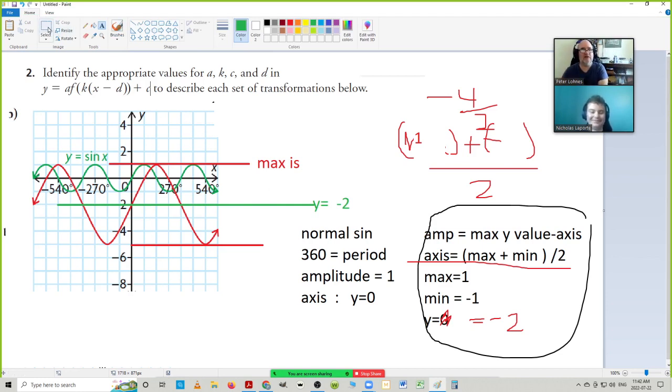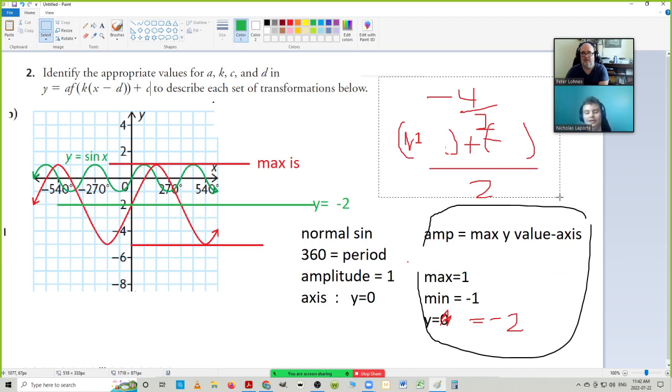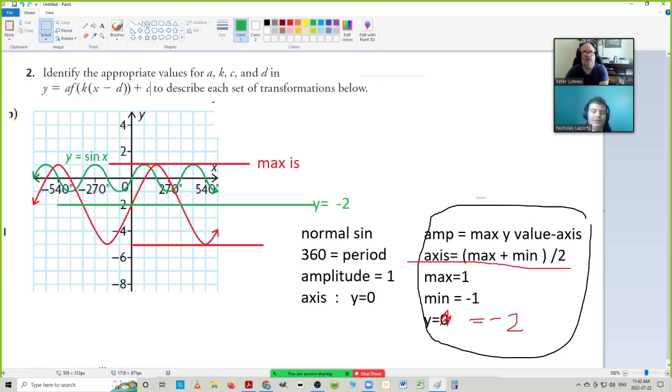Is there anything else you can figure out? You figured out this. We can just get rid of it. Anything else you can figure out? It's okay. So you got this done. This is done. Okay. So we got axis, max, minimum.